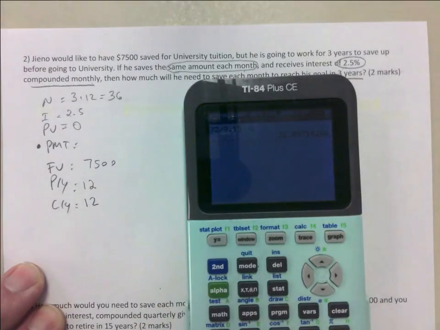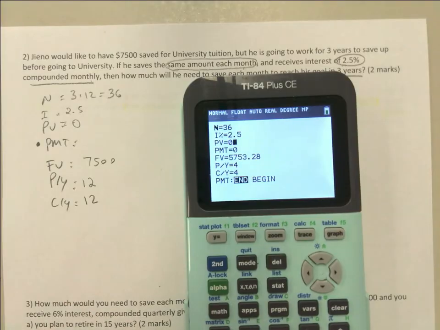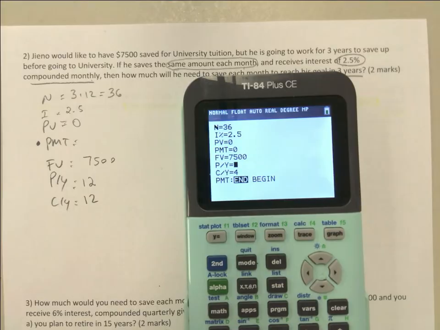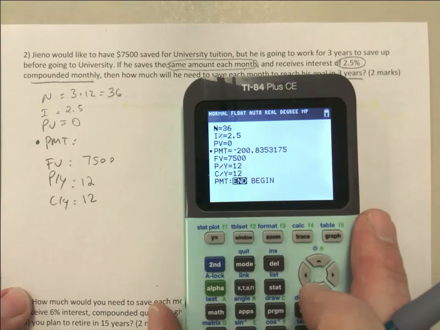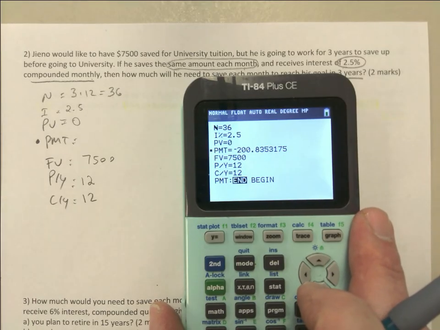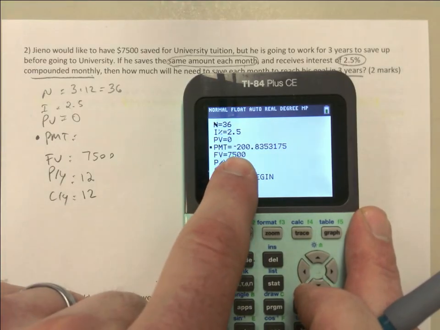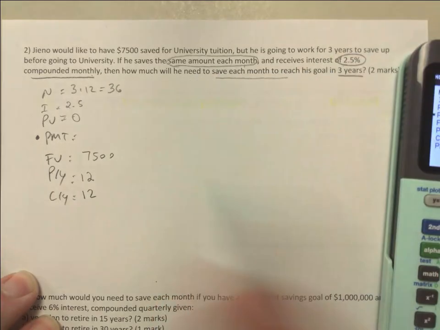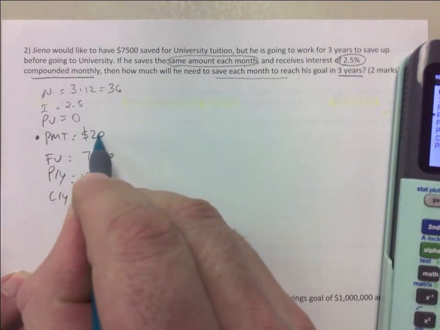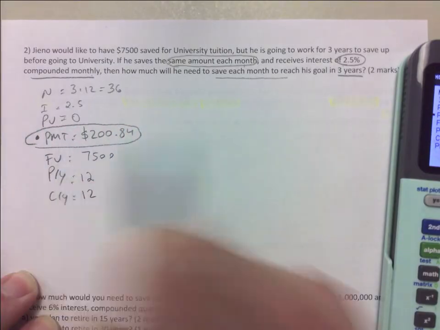So let's solve for that. 36, 2.5, 0, 0, 7,500, 12. Here we go. Go to payment. And it's negative $200.84. Does it make sense that it's negative? Yeah, it's leaving your account every month. It's supposed to be negative, so we're not going to worry about that. We know why that is negative, okay?